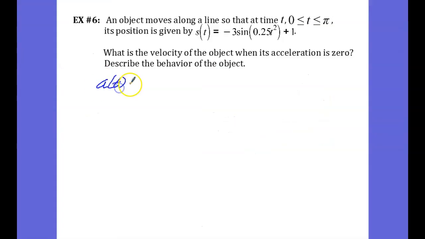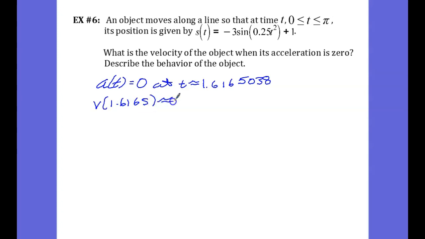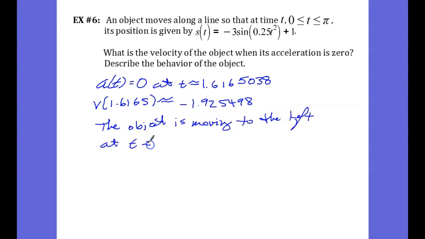So let's say that a of t equals 0 at t is approximately 1.6165038, and velocity of this value, 1.6165, is approximately negative 1.925498. So the object is moving to the left at t is approximately 1.617 when the acceleration is equal to 0.